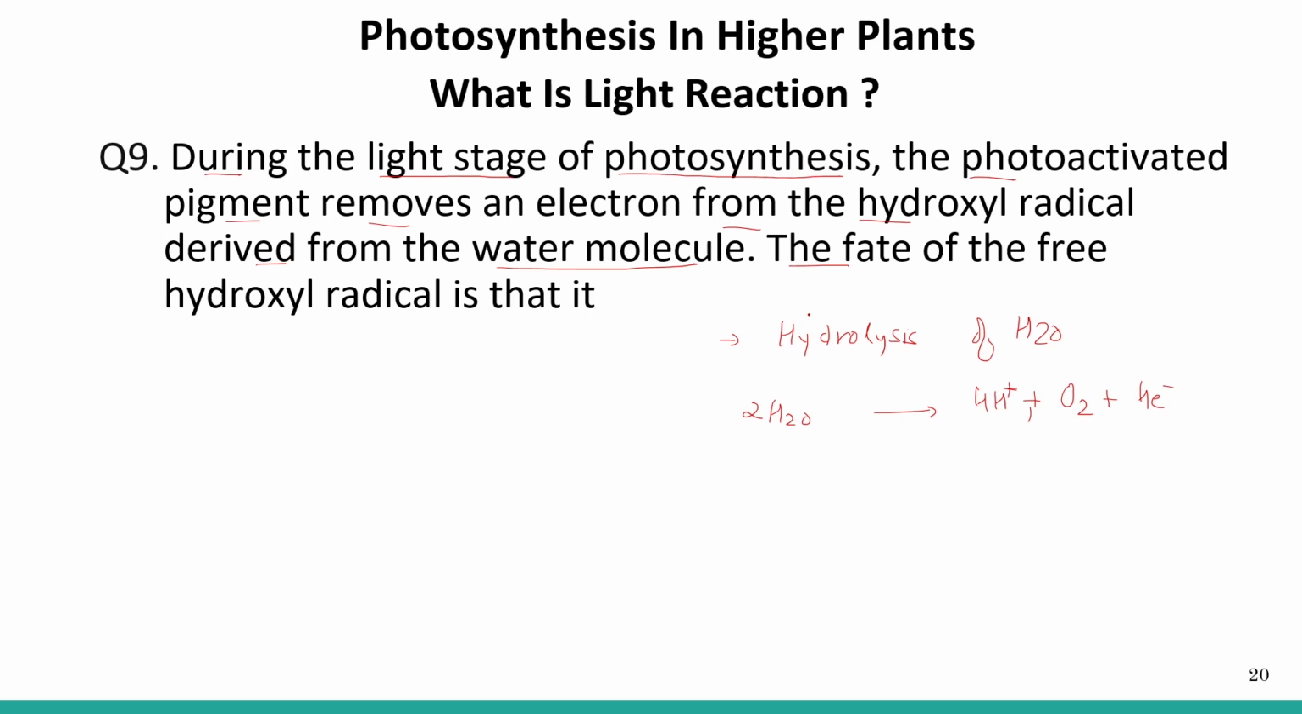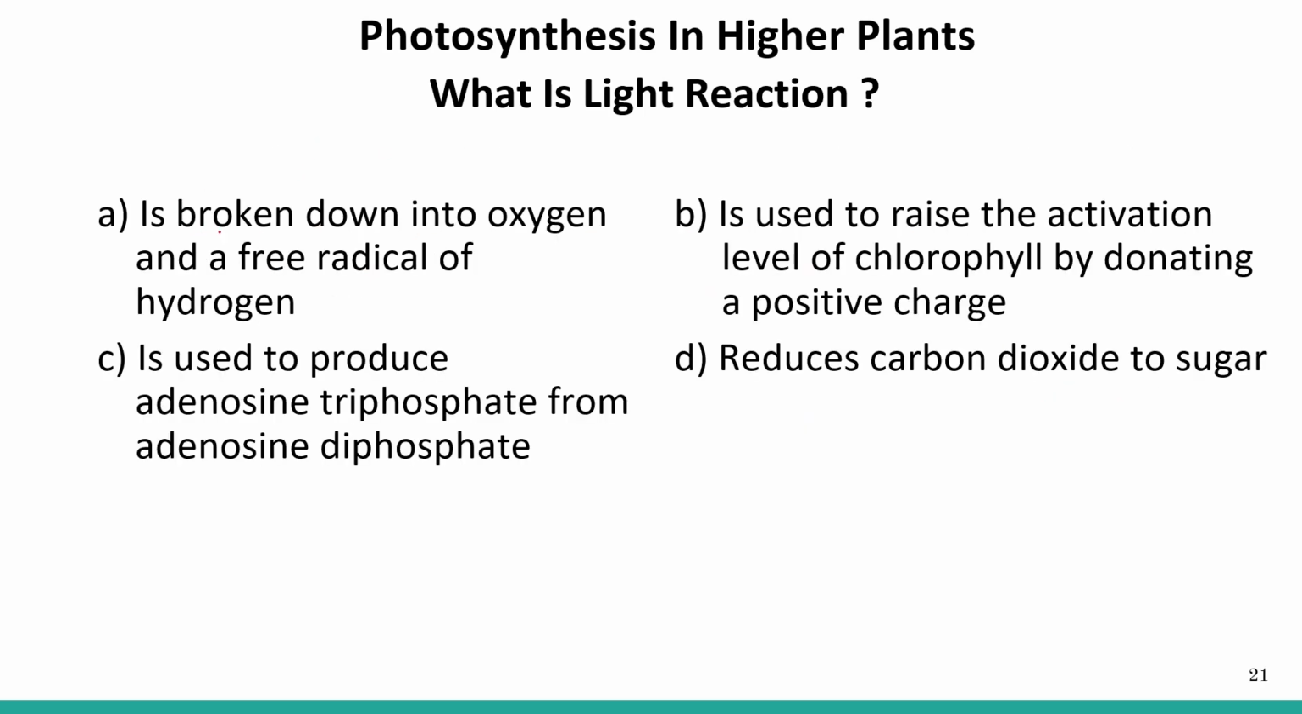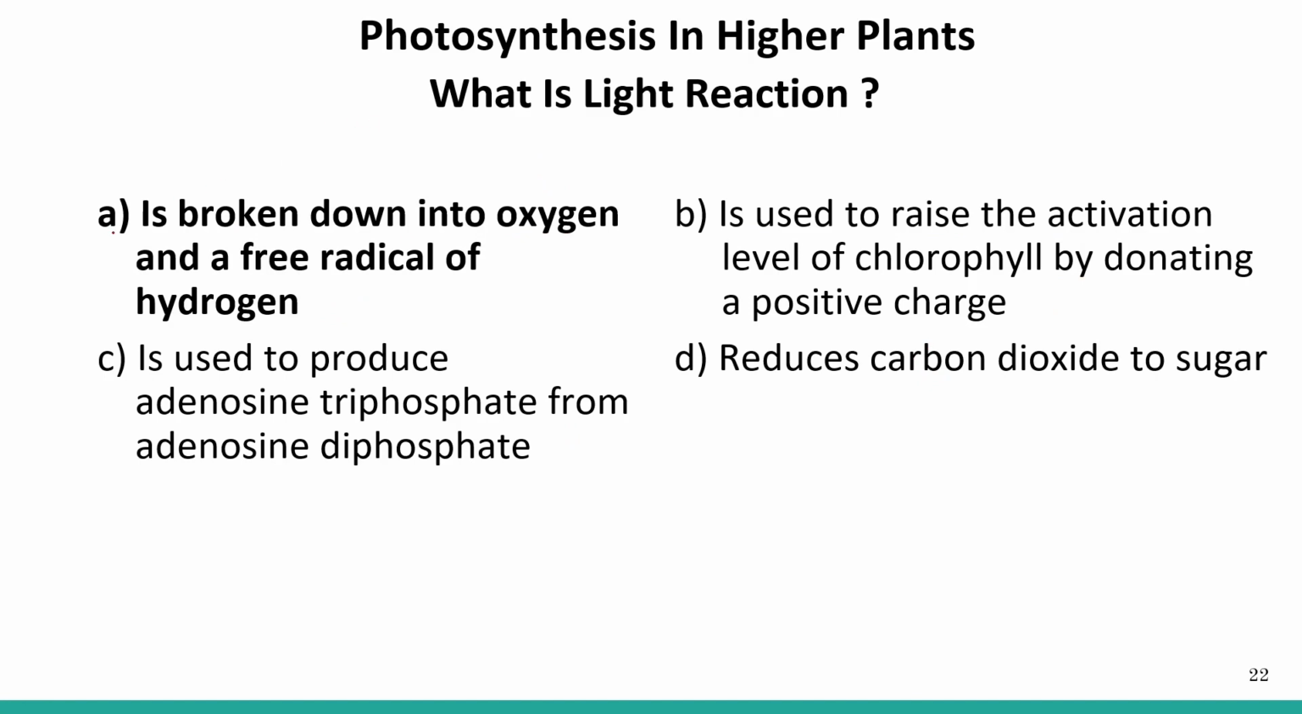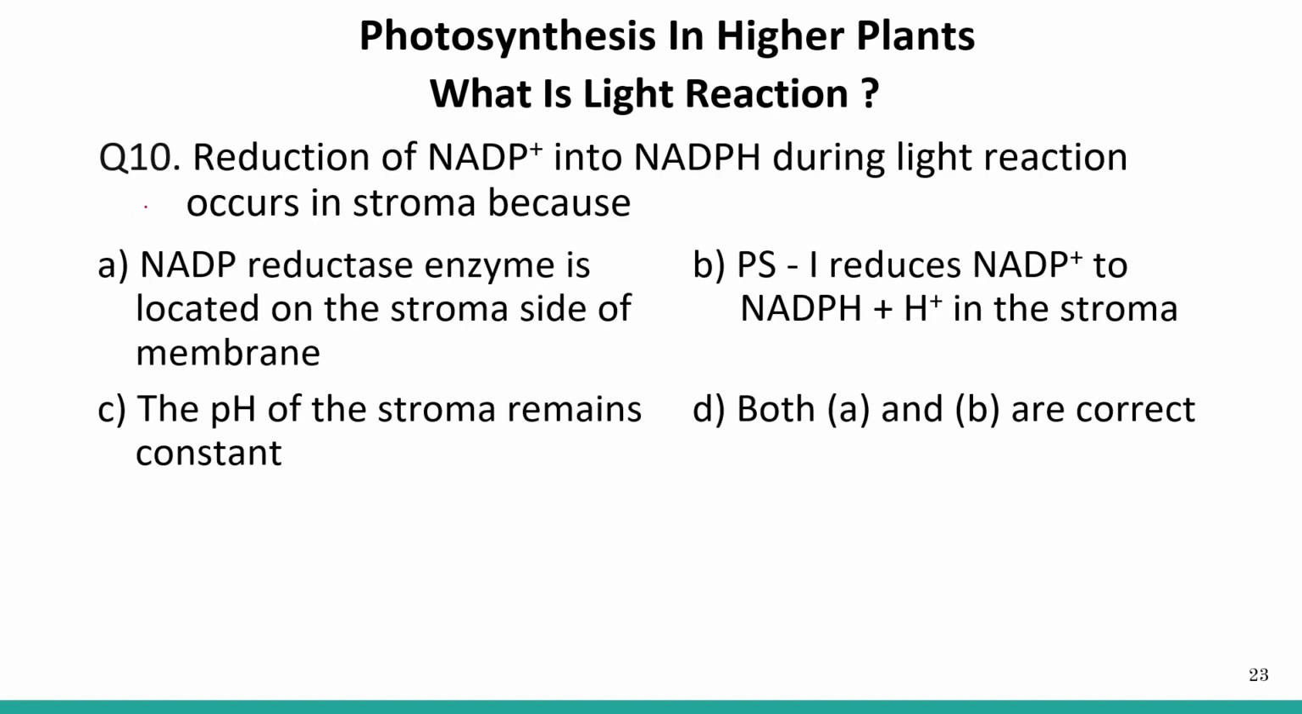Alright. So options are, is broken down into oxygen and a free radical of hydrogen. So this is correct. The hydroxyl is broken down into oxygen. There is release of oxygen. The second is used to raise the activation level of chlorophyll by donating a positive charge. This is not correct. Then third option is used to produce adenosine triphosphate from adenosine diphosphate. This is also not correct. Fourth option is reduces carbon dioxide to sugar. This is also not correct. So what should be the answer? Option A is the correct answer here.